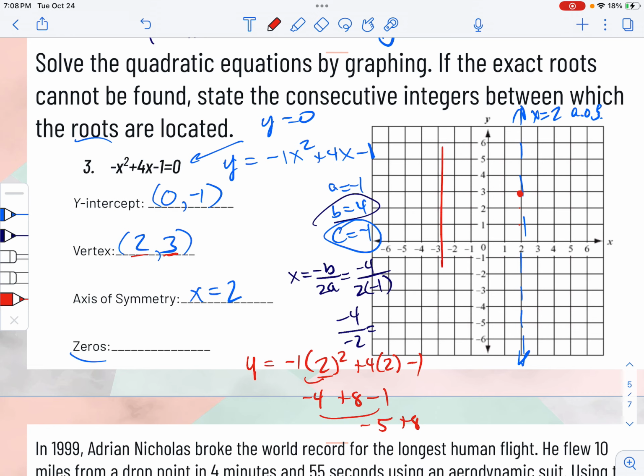And I'll just set that little table up right here. Doesn't really matter. It's away from the graph enough. Start with your vertex, 2, 3. Work your way towards the y-axis. So I'm going to plug in 1 and 0. And I know 0 is negative 1.